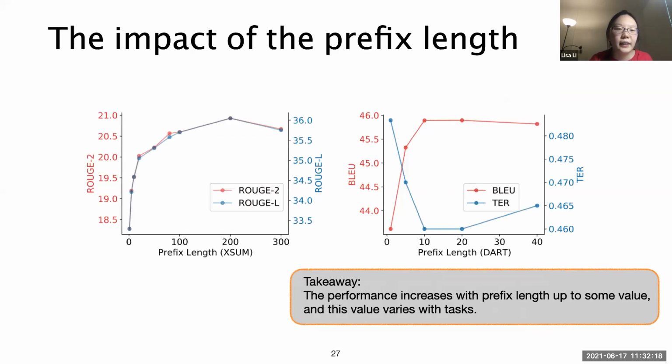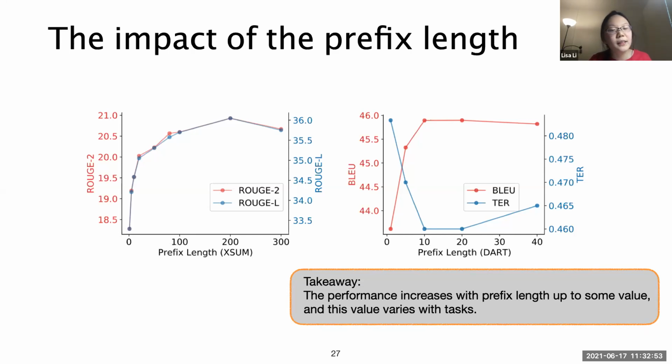And here are the empirical results. On the left side, we have the summarization task evaluated on Rouge 2 and Rouge L on the left and right axis. We can see that the performance increases with the prefix length up to some value, and in this case, it's 200. On the other side, we have the table-to-text task evaluated on BLEU and translation error rate. For BLEU, it's the higher the better, which is the red line. And for TER, which is the lower the better, the blue line here.